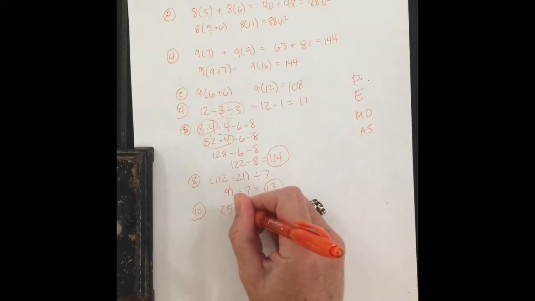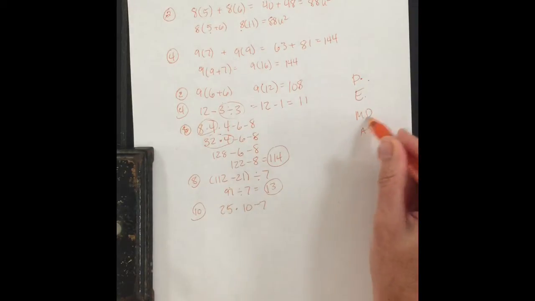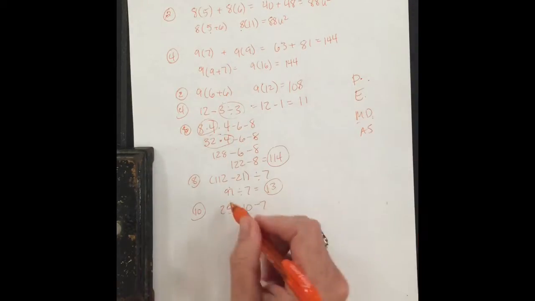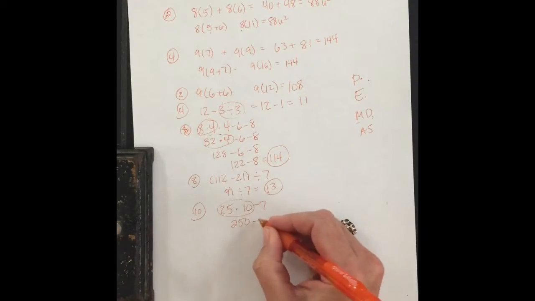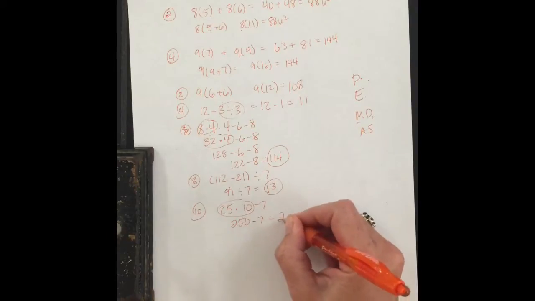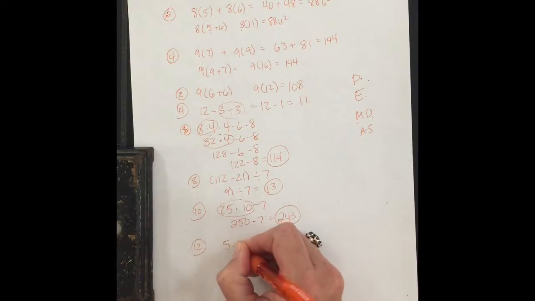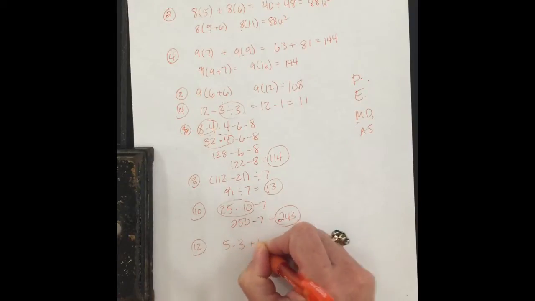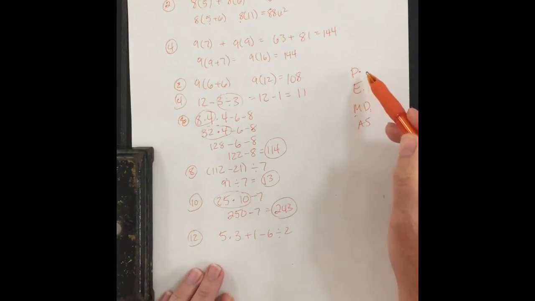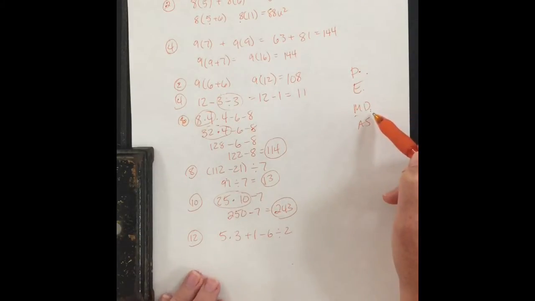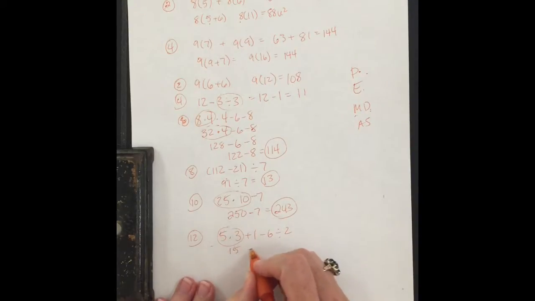10 is 25 times 10 minus 7. Multiply and divide comes before adding and subtracting, so I'm going to multiply. 25 times 10 is 250 minus 7 is 243. 12, 5 times 3 plus 1 minus 6 divided by 2. We have no parentheses, we have no exponents. We're going to multiply and divide from left to right. So the first thing I hit is multiplication.